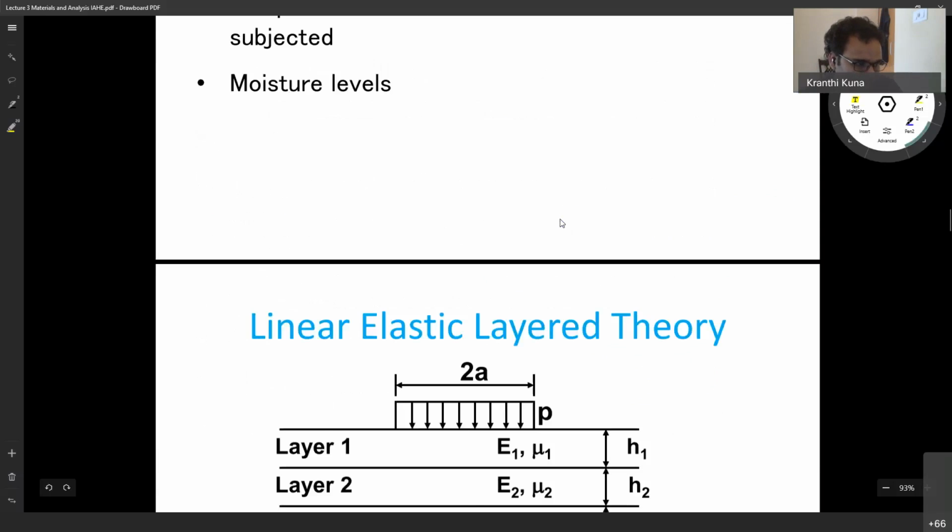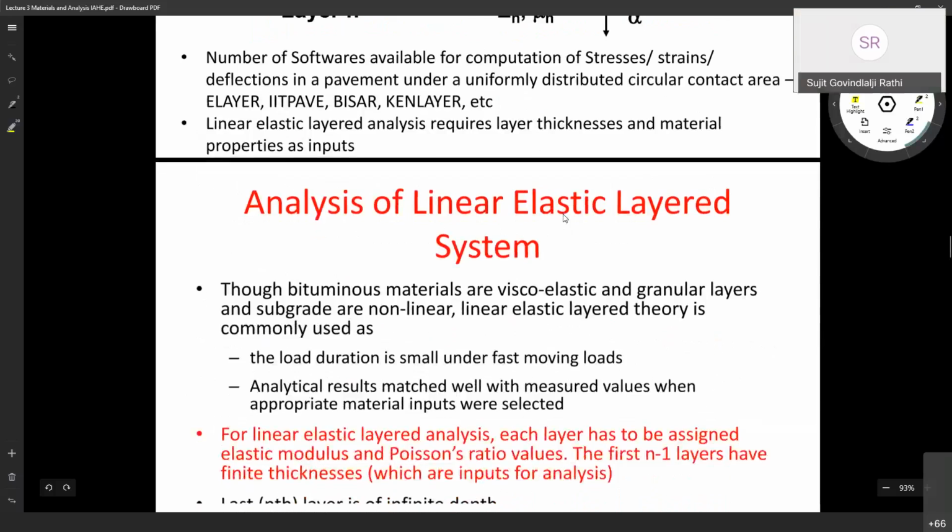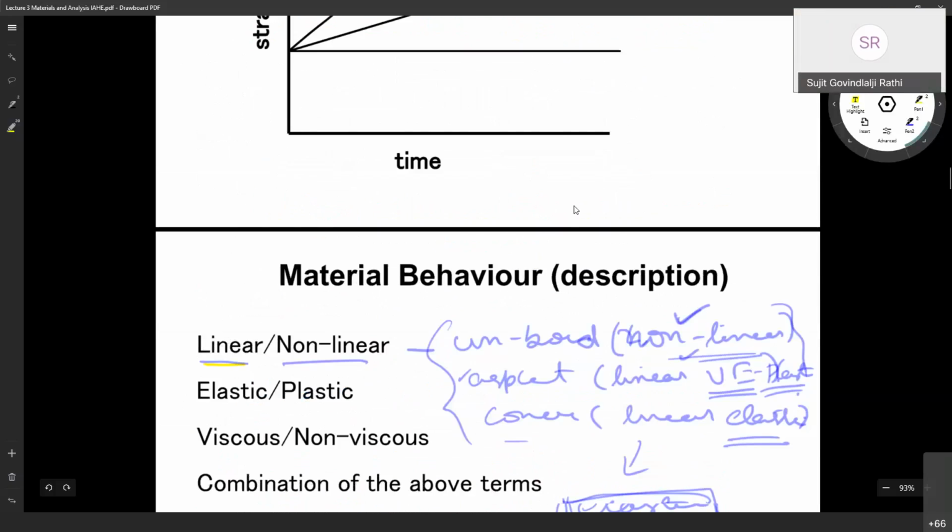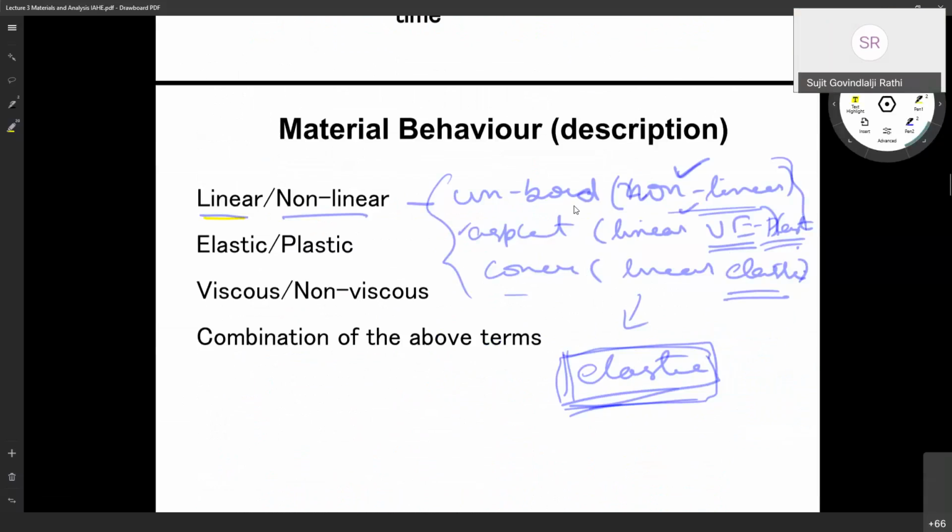I'll come to this slide. Yeah, a question. Yes. I have a question: why is it considered elastic only? Because considering all these material theories in pavement design would be very complex. Elastic theory has been developed, but you would have to develop viscoelastic theory and non-linear viscoelastic theory, and the analysis is difficult. The entire process is very difficult.